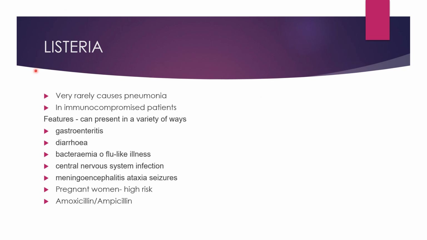And another very rare pneumonia is Listeria, where the patient will be having history of gastroenteritis or diarrhea, followed by pneumonia in an immunocompromised patient. So there can be associated bacteremia, central nervous system infection, meningoencephalitis, ataxia, seizures. It is a very rare pneumonia, but just remember that the treatment of choice in this case is amoxicillin and ampicillin, and pregnant women are at high risk for Listeria infection.